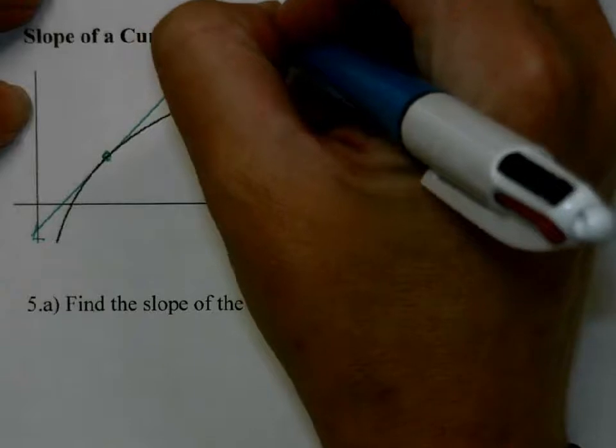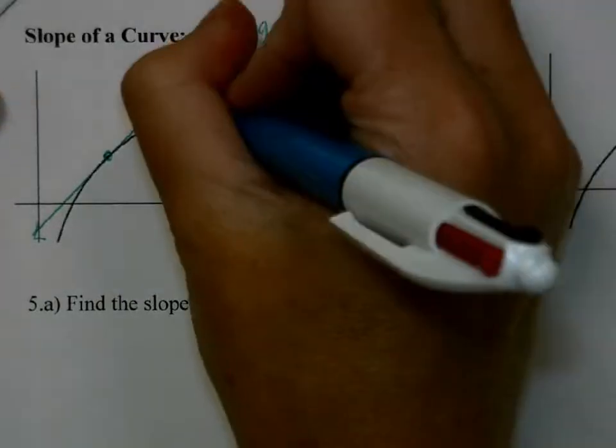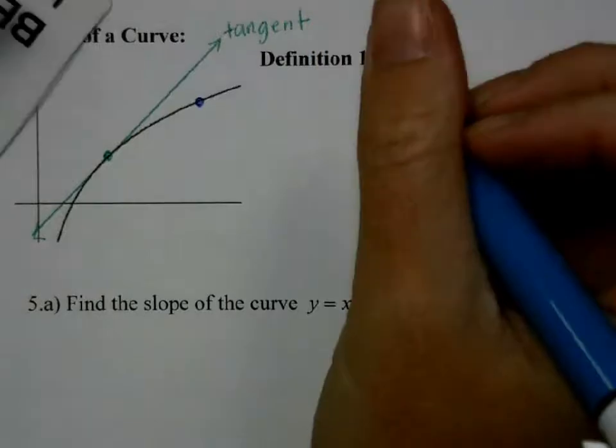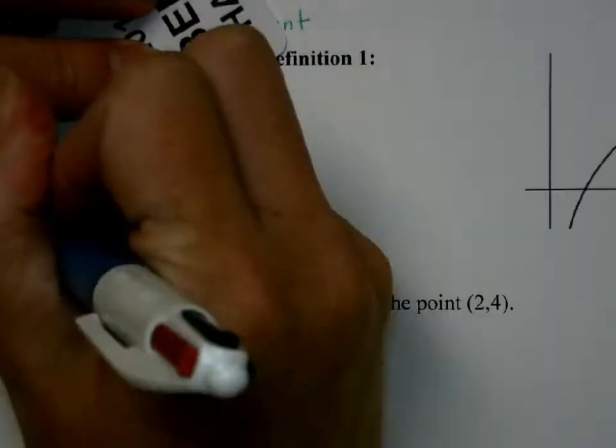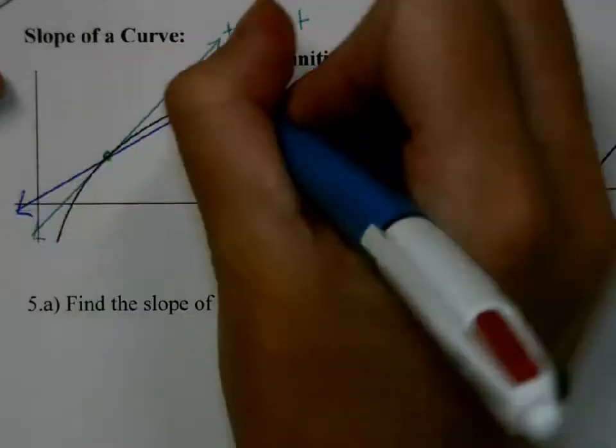Okay, well, I can't find the slope if I only have 1 point. We need 2 points to find slope. Ask any Algebra 1 kid. Okay, so I'm going to pick another point out here. Okay, and we call that a secant line.